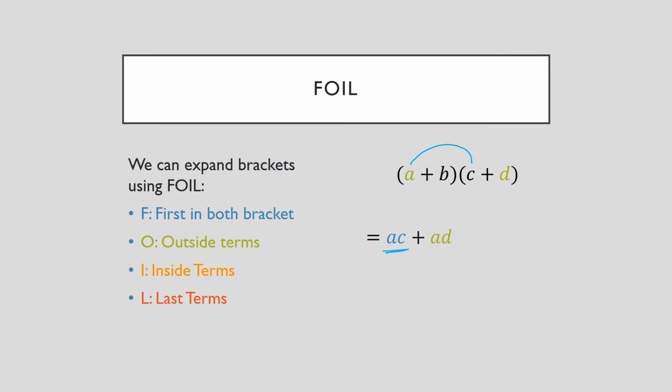Next we have our outside terms. So that's going to be our a and our d. So it's the outside terms in each bracket. We get ad down the bottom. Now we're finished with all of our a's, and we're going to go to our inside terms. So we're looking at our b times c, which gives us bc, and then finally our last terms, which are the b and the d. We can work it out using the area method of the previous slide, but it is very good if we can work it out using FOIL. We'll save a lot of time, and it's a skill that we need to be able to develop.